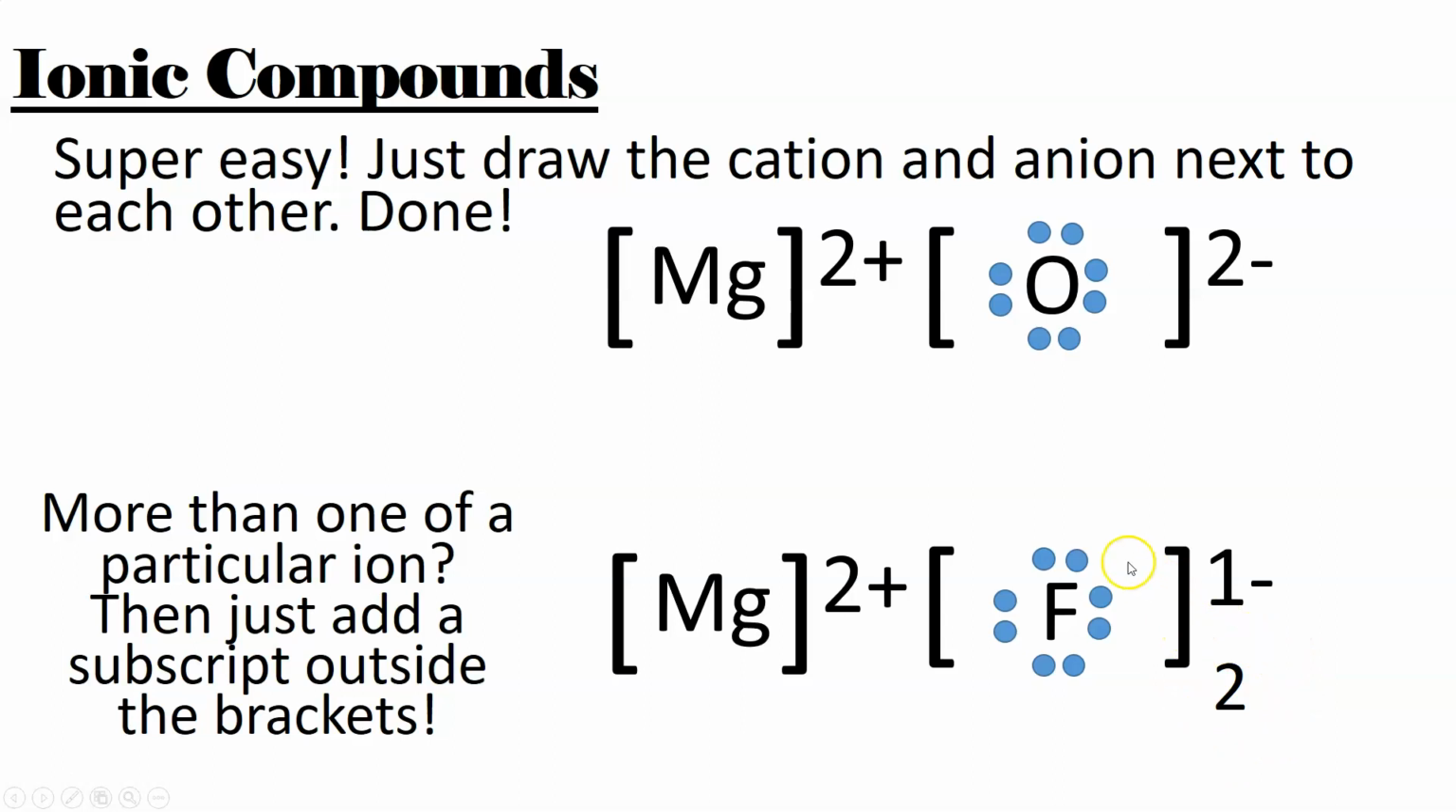Now, if you have more than one ion like this, you have 2 of these fluorides, what you can do is just use a subscript to tell people how many of them you have. I've seen teachers who don't let you do this. I've seen teachers who make you draw 2 of these fluorides. I don't feel like that's necessary. I feel like if you can show me what one of them looks like and you can tell me that you have 2 of them, that's completely fine. Okay?